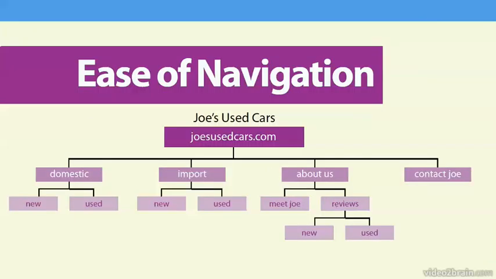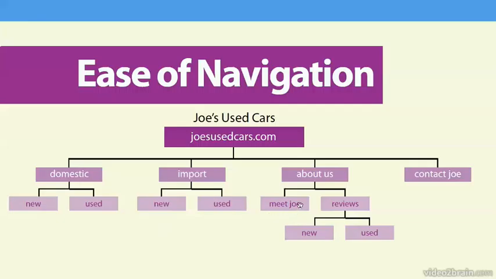Here's a simple site, joesusedcars.com, just a simple one that I made up, but I wanted to just demonstrate to you that this is the home page. And these are the 4 pages that come directly off the home page: domestic, import, about us, and contact Joe. We also have from some of those pages, pages offshooting from there. So from the domestic page, we have a new and a used page. From the import, we have a new and a used.